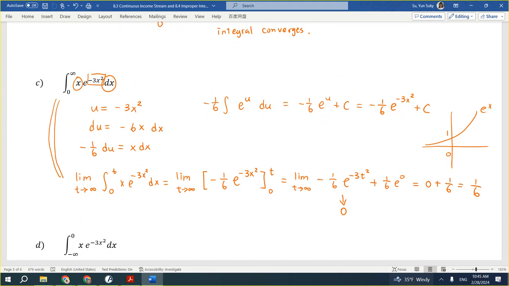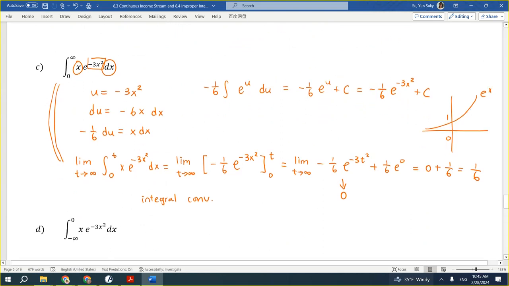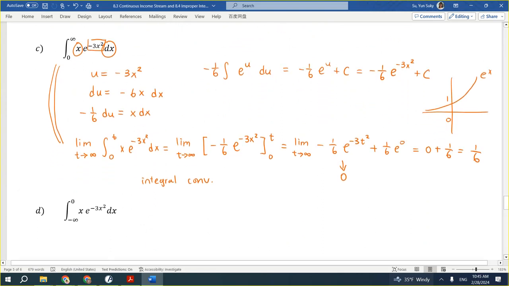And you get the integral converges. Is that okay, everybody? If the improper integral equals a number, then it converges. If it's infinity or minus infinity, then we say the integral diverges. Okay.